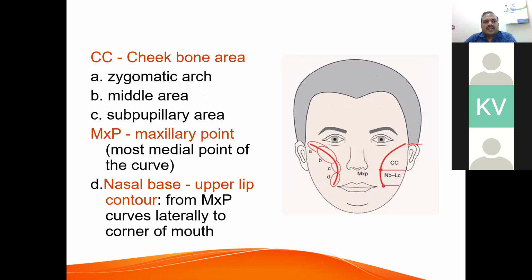So the cheekbone area includes the zygomatic arch, the middle area, and the infraorbital region. And the medial most point is the maxillary point, which gives the fullness of the face. When you see from the front or the lateral view, it should form a smooth curve with the nasal base and the upper lip contour. It comes to the maxilla and just turns from the commissure side, curving laterally from the corner of the mouth.